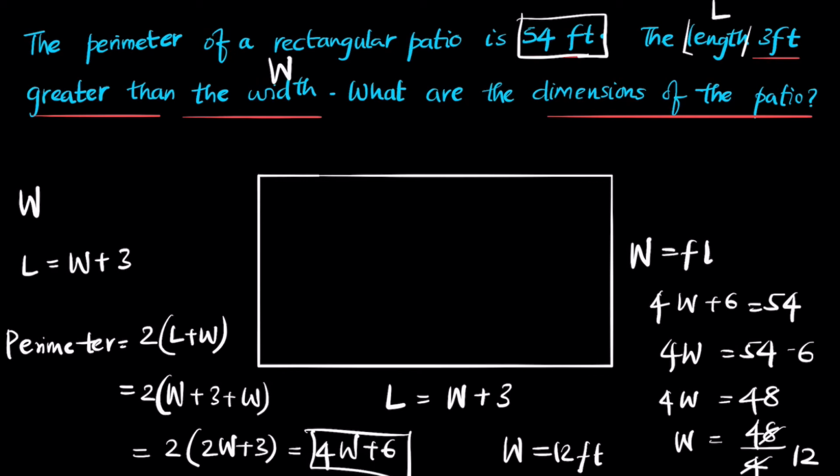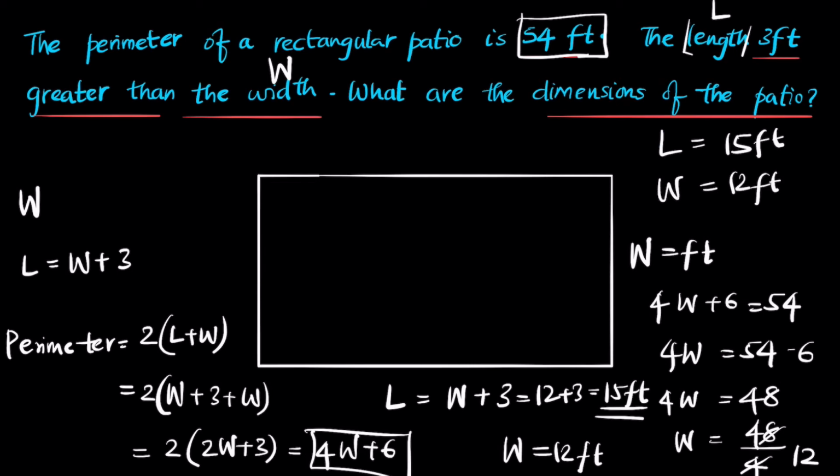If the width is 12 feet, what happens to the length here? It becomes 12 plus 3, so that is 15 feet. So here the length is 15 feet and the width is 12 feet. This is the answer. This is how you can use a formula to solve a problem. So try another example similar to this. Let's try another problem that's similar to the one that we have.